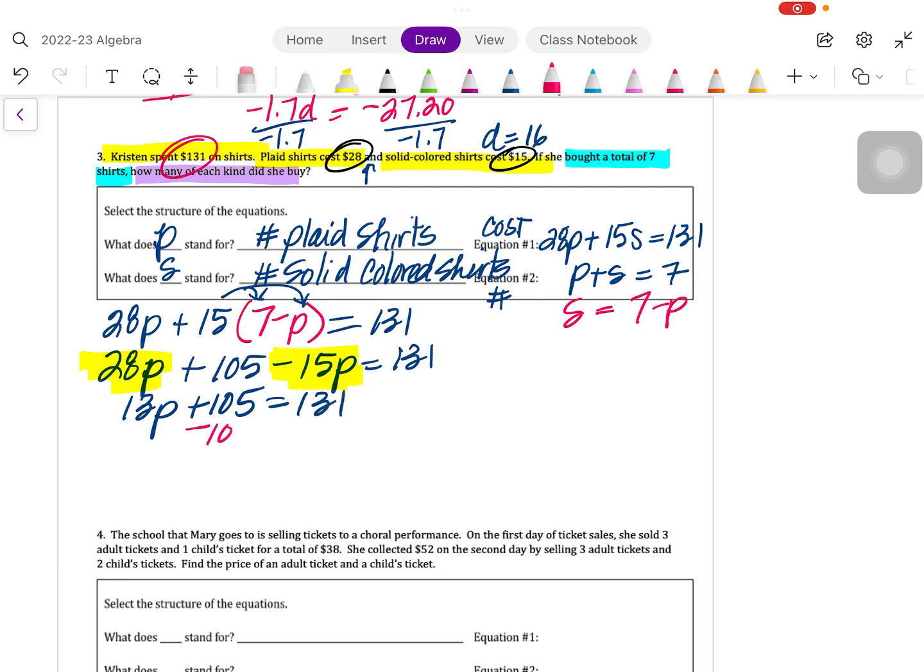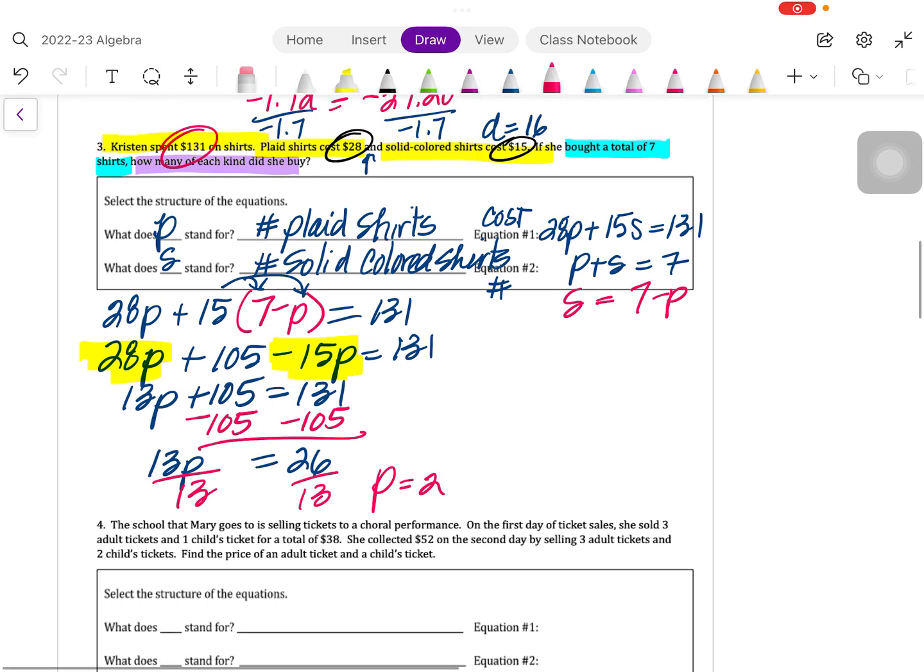Next step, subtract 105 from both sides. 13P is equal to 131 minus 105, which is 26. Oh, this is going to come out very nicely. When I divide by 13, P is equal to 2, which makes sense because you can't have a portion of a shirt. So when I go back up and look at my question, how many of each kind did she buy? That means I bought 2, or do we have a name?